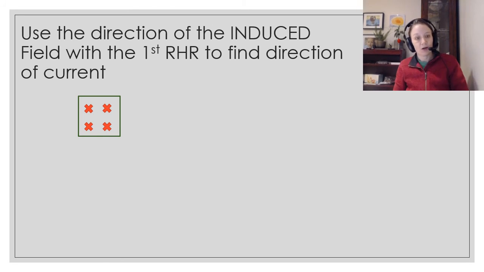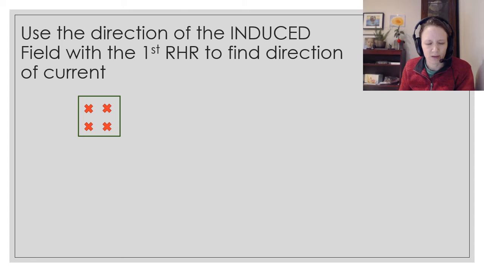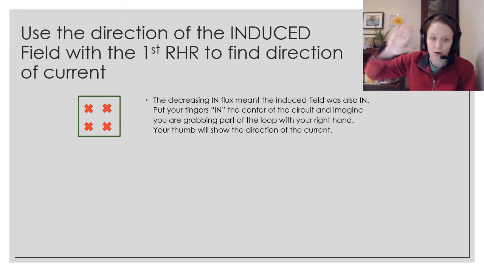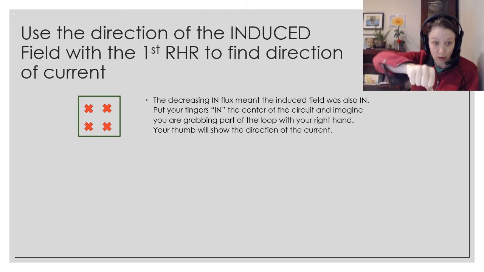So in that first scenario, where the decreasing in flux meant that the induced field was also in, to cancel out that change, according to Lenz's law, imagine this is drawn on your paper. You take your fingers and poke them into the center of the loop, because that's what the induced field is doing. Then you imagine that you grab part of the loop. In this case, I'd be grabbing the bottom wire of the loop probably, because that's the way my hand sort of works.